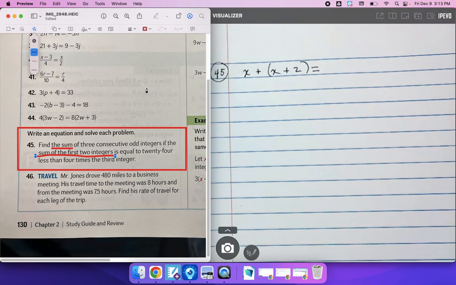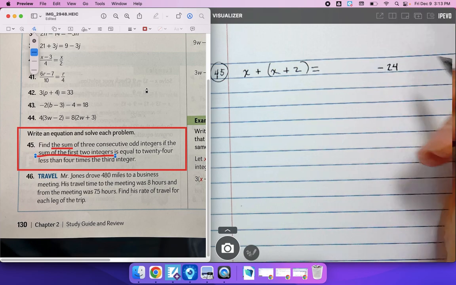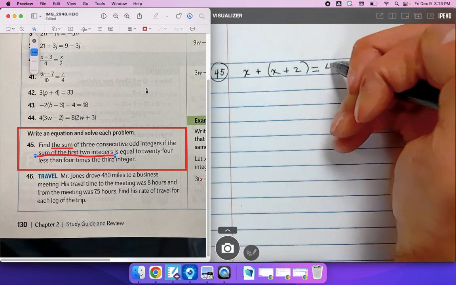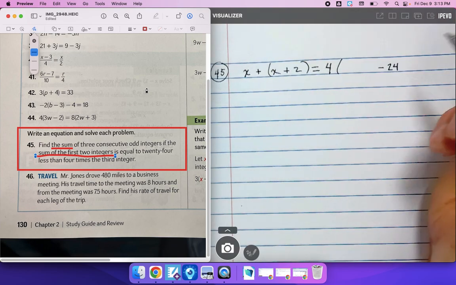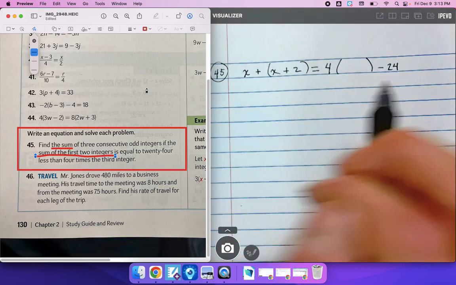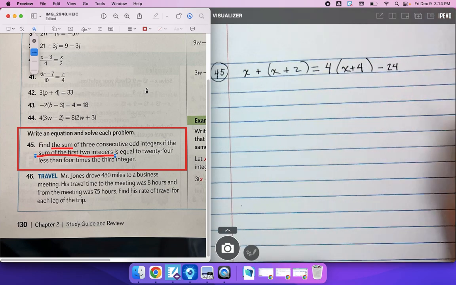24 less than. So if it's less than, that means it's minus 24. It's not 24 minus. 4 times the third integer. And here's where you say, well, I've already got my first and my second and my third. So this one would be x plus 4.